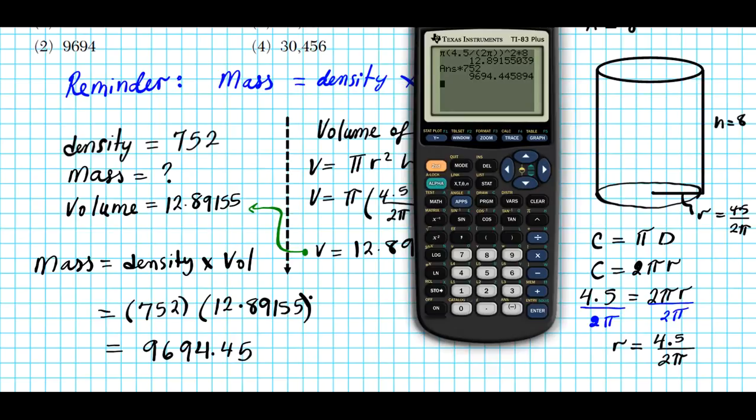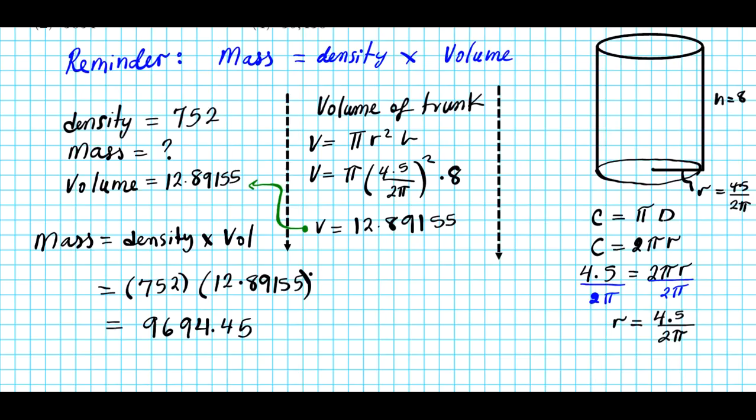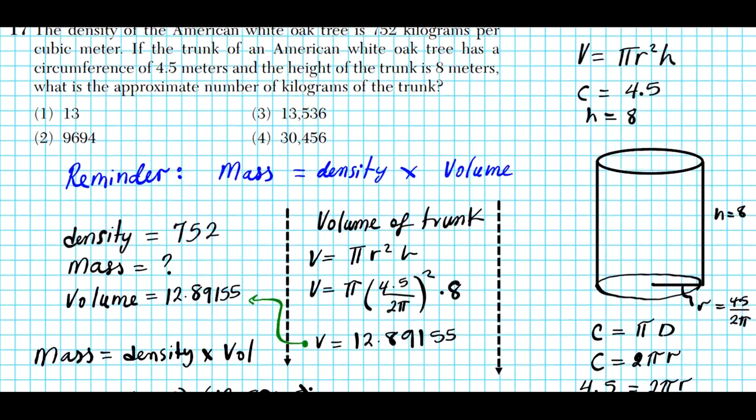The problem wants us to round it to the nearest whole number, so we're just going to round it to the ones place. So if we approximate it to the nearest kilogram, it is going to be 9,694 kilograms. Answer to number 17 is option number 2.